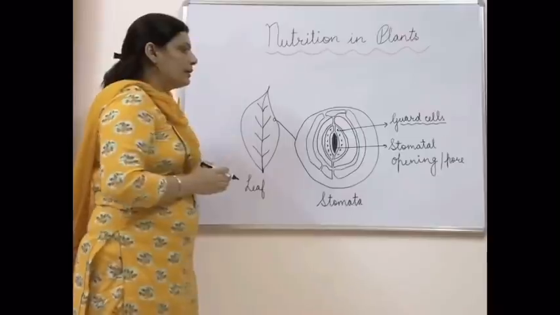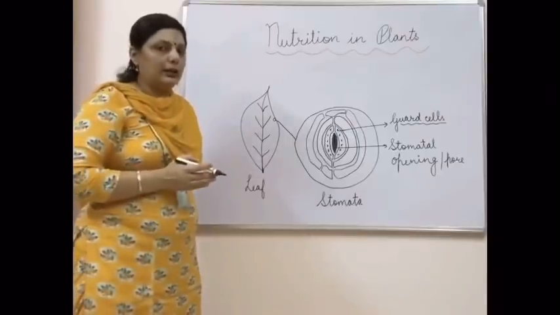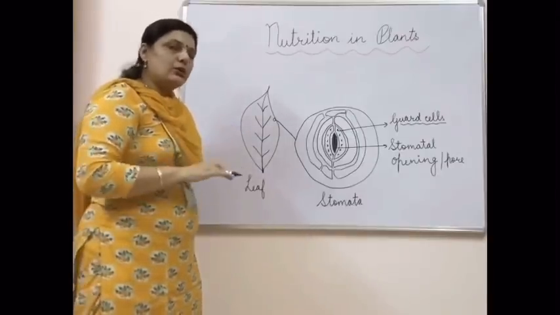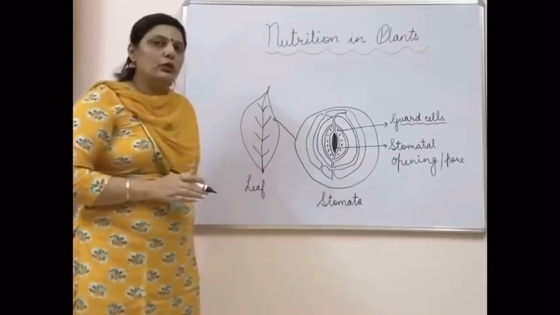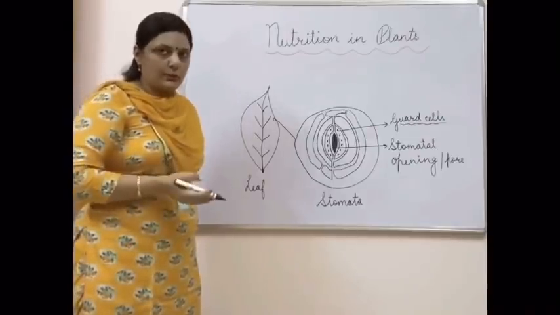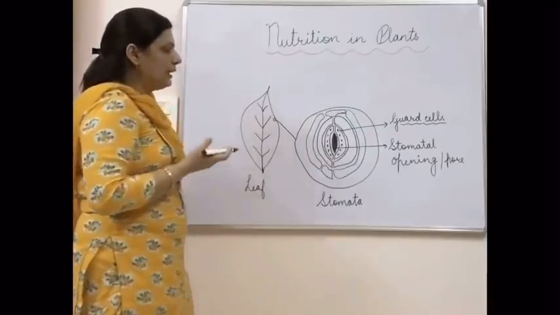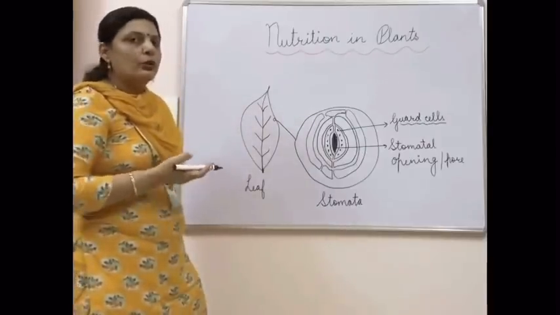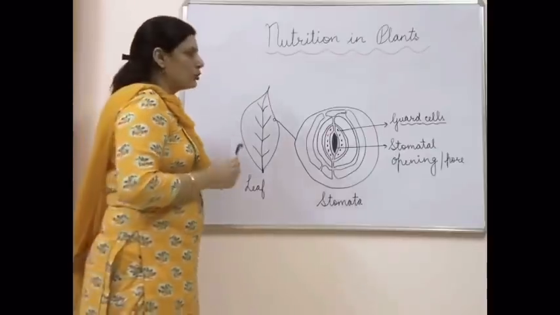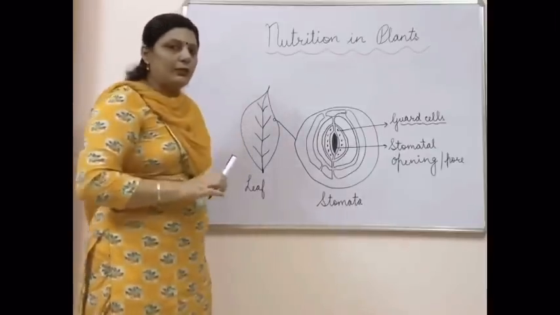Stomata will obviously help in the exchange of gases. Rather, stomata perform another function also. They also help in the process of transpiration, which you have read in your 6th class. Transpiration means evaporation of water vapor through the surface of the leaf. So stomata have two main functions.